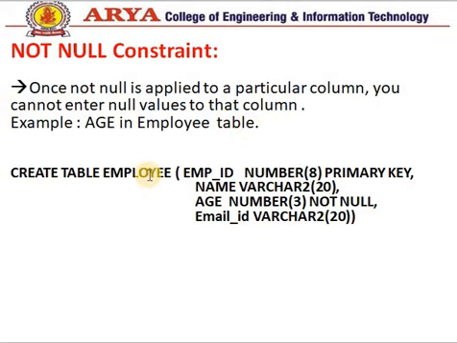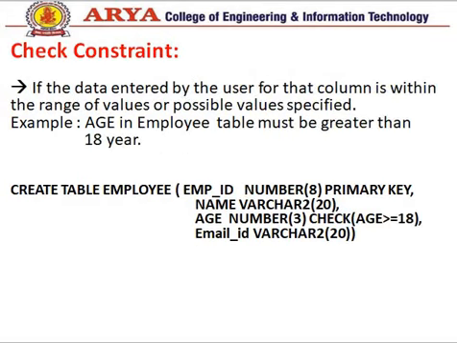Create table employee: ID working, in this we use constraint primary key, name varchar2(20), age number(3) not null, email ID varchar2(20). In age, we apply the not null constraint. It means whenever we want to insert the details of a student, the age cannot be inserted as a null attribute. Now we discuss the next constraint, that is called the check constraint.